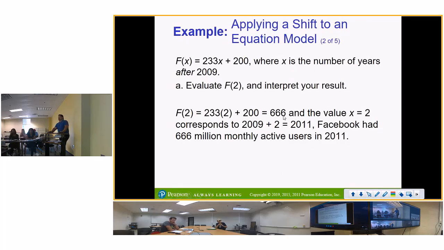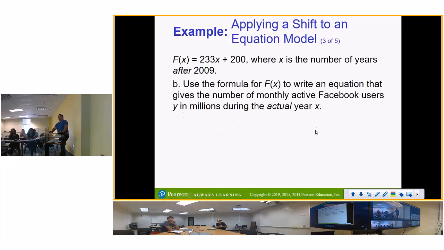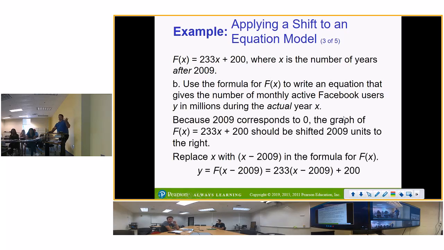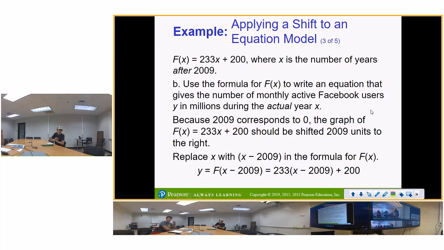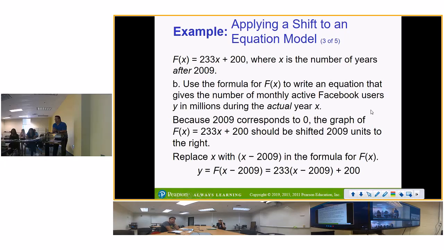And they get 666. There's B. I don't know what the difference in the formula and the equation is. Okay, they're plugging in x minus 2009. That's what you do in your head. And that's what they're doing.